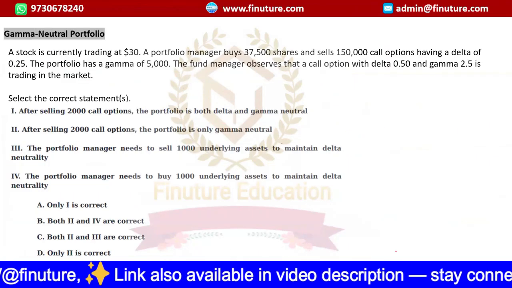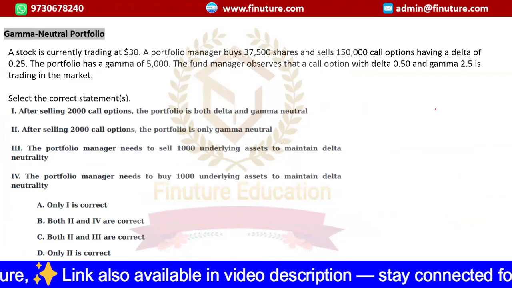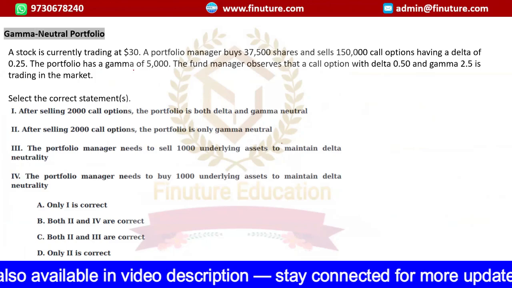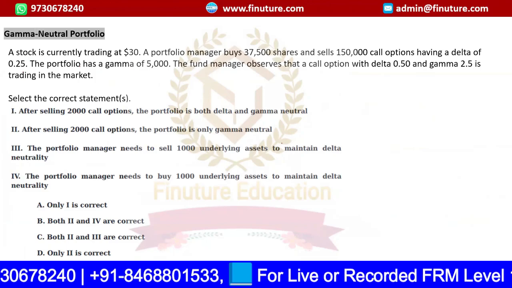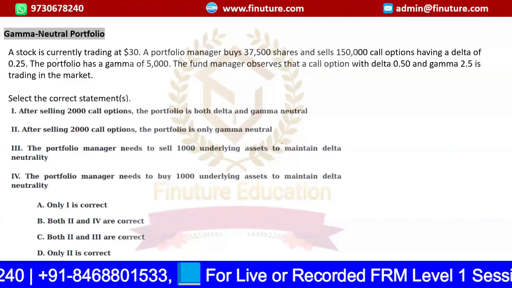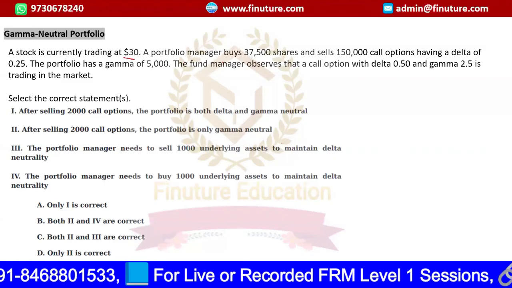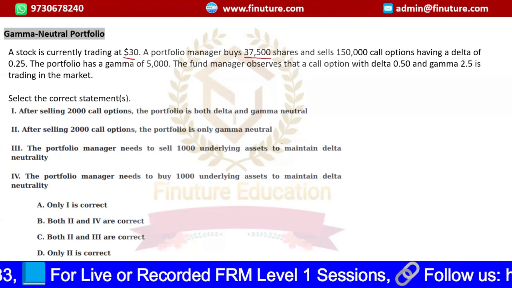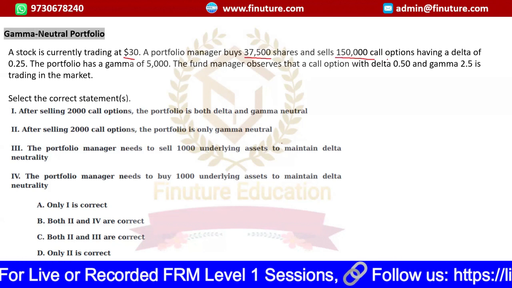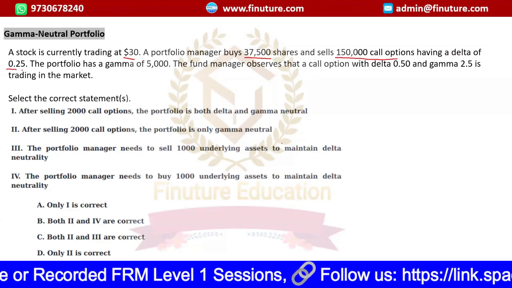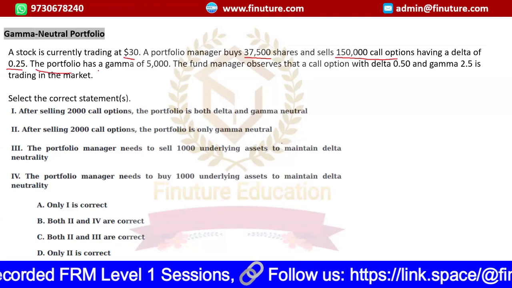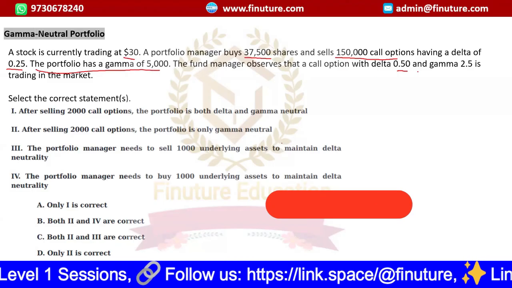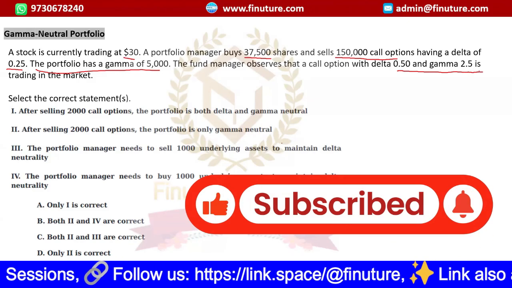Let's look at this example. Was that clear? If so, we can address this question easily. The stock is currently trading at $30. The portfolio manager buys 37,500 shares and sells 150,000 call options having a delta of 0.5. The portfolio has a gamma of 5,000. The fund manager observes a call option with delta of 0.5 and gamma of 2.5.